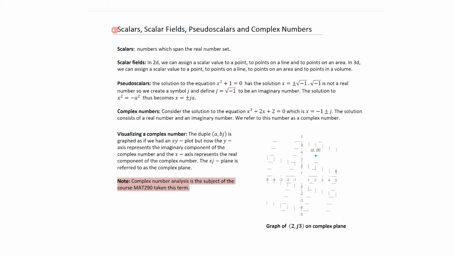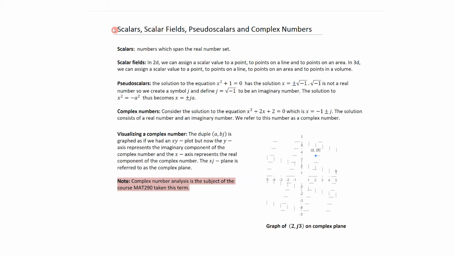If we now take combinations of imaginary numbers and real numbers, and so for example, consider the solution to the quadratic equation x squared plus 2x plus 2 equals 0. If you solve this quadratic equation, you get 2 solutions.